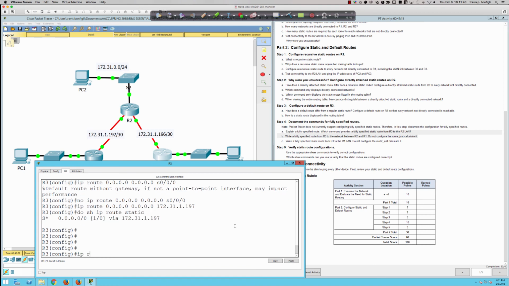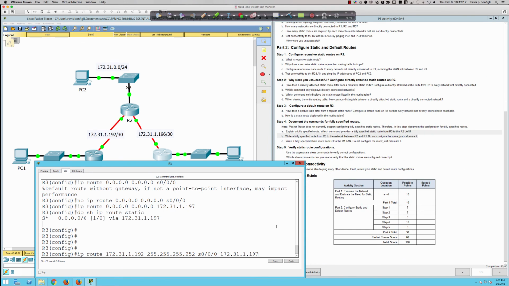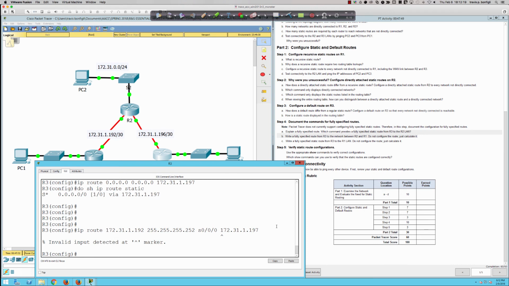Well, we've got the 60 out of 60. We're going to configure it. So here's how you would do it. I'm going to say my IP route to get to the network 172.1.192/30, 255.255.255.252, because we're borrowing 6 of those 8 bits in that last octet. It is going to be out serial 0/0/0, and the next hop IP is 172.31.1.197. Yes, 197.